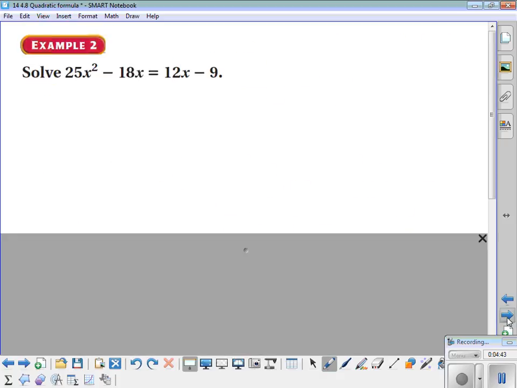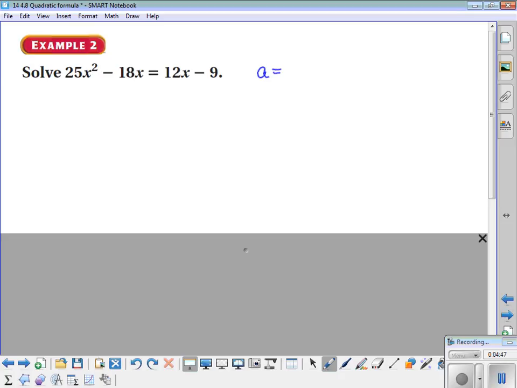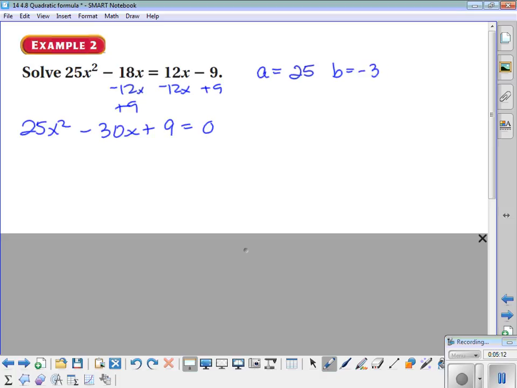All right, so now let's take a look at this one. So what is my A for this one? 25. What's B? Oh, we don't know yet. Is it in standard form? No. Okay, let me subtract the 12x from both sides and add the 9. All right, so now I'm going to have 25x squared minus 30x plus 9. All right, so now I can figure it out. What is b? Negative 30. And what is c? Positive 9.